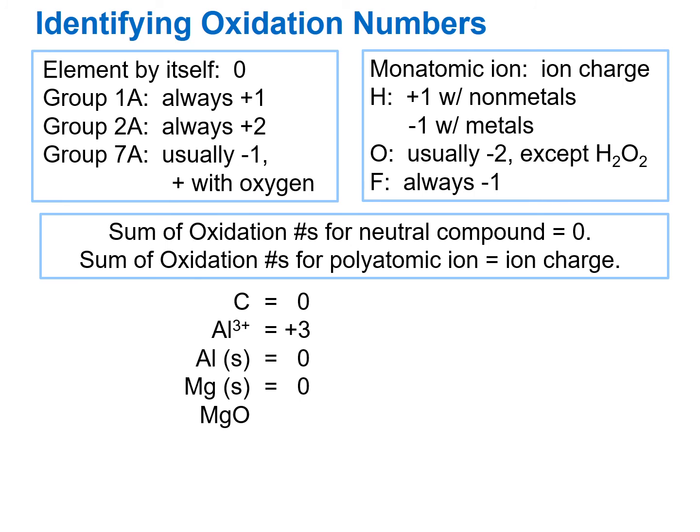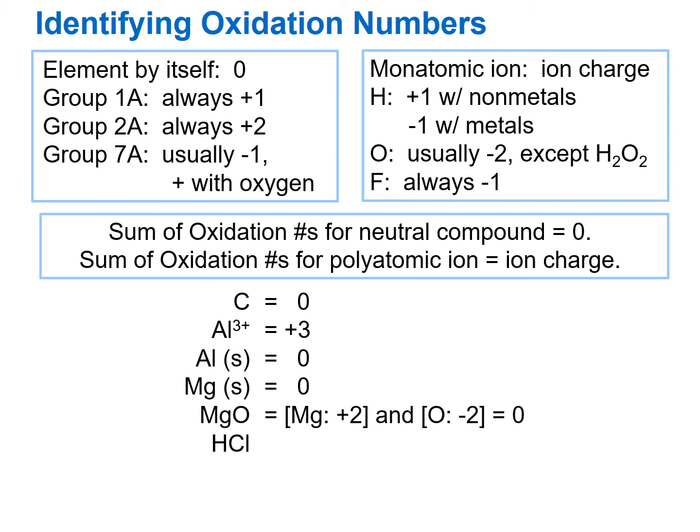Well, now we have the rule that says the sum of oxidation numbers for a neutral compound has to be equal to 0, which means that magnesium is going to be doing something and oxygen is going to be doing something, and they're both going to have some sort of an oxidation number. Well, the rule for magnesium says, because it's group 2A, that it's always going to be a positive 2. That is when it's in a compound or in its ion state. And oxygen is always going to be negative 2 unless it's in hydrogen peroxide, which it is not. And we can see that the plus 2 of magnesium and the negative 2 of oxygen is going to be equal to 0, and that fits the rule that says the sum of the oxidation numbers for a neutral compound equals 0. So that's how that works.